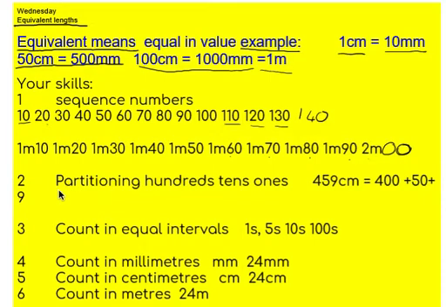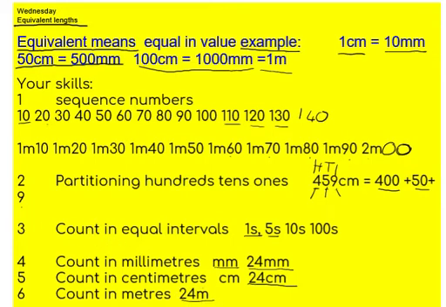And partitioning hundreds, tens and ones. For example, 459, we can see by putting these numbers on H, T and 1, is 450 and 9. So 4 hundreds, 5 tens and 9 ones. And counting in equal intervals. So you're going to count in 1s, like 1 millimeter, 2 millimeters, 5s, 10s or 100s. And you're going to be counting in millimeters, for example 24 millimeters. Counting in centimeters, for example 24 centimeters. Or counting meters, 24 meters. But we might not get up so high.